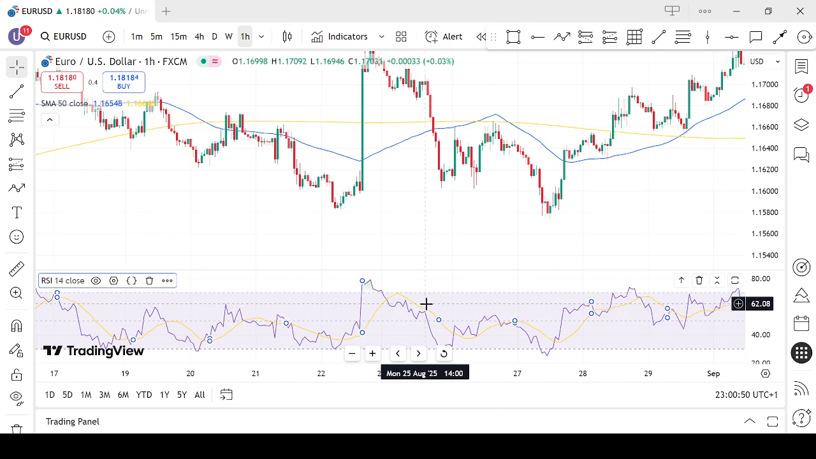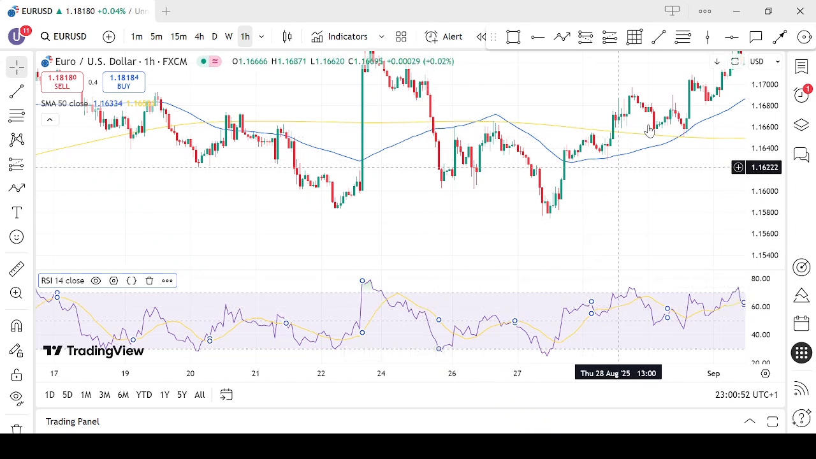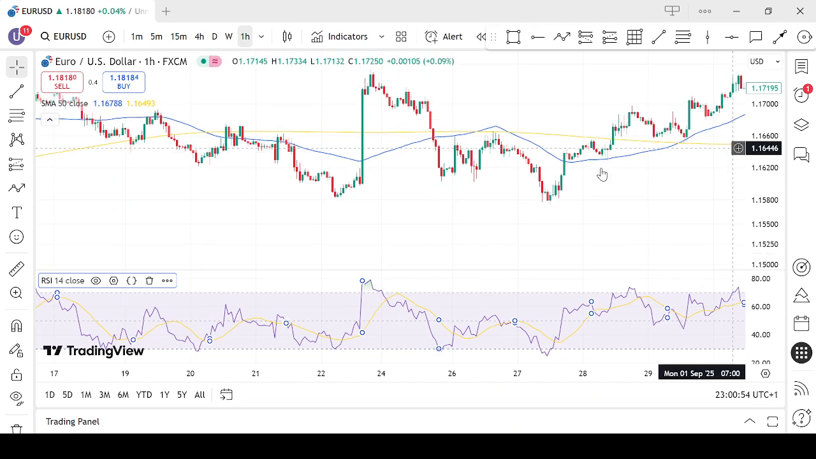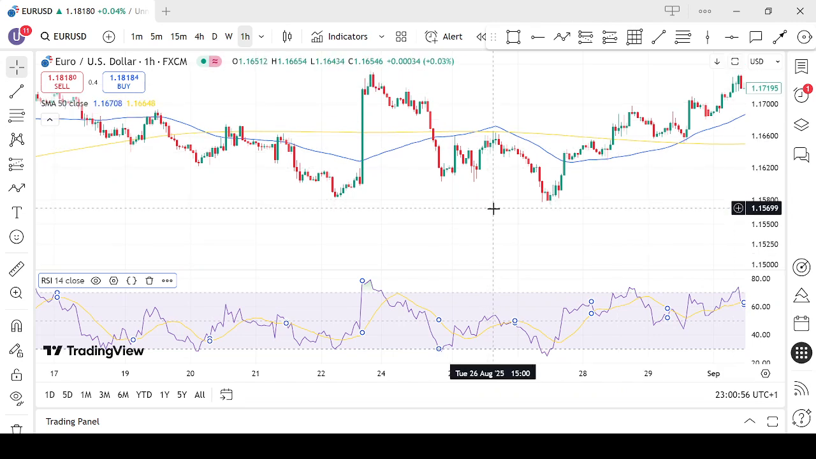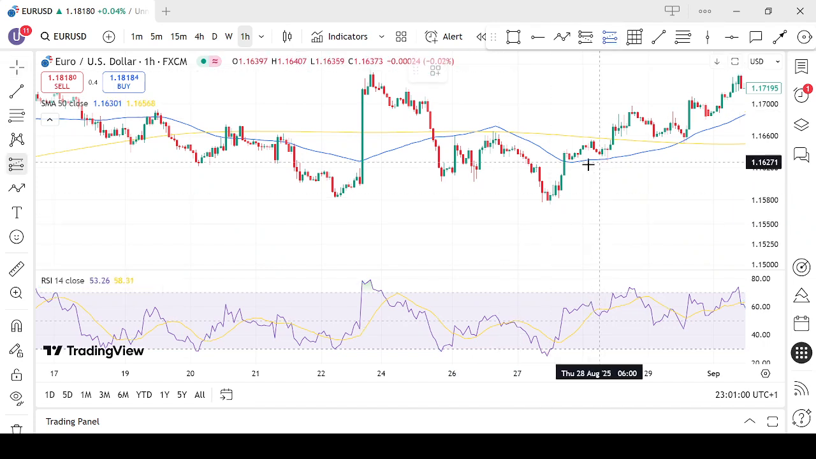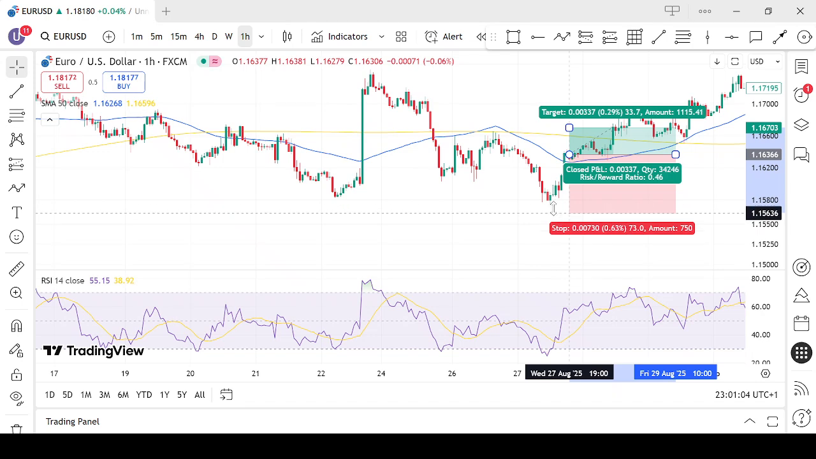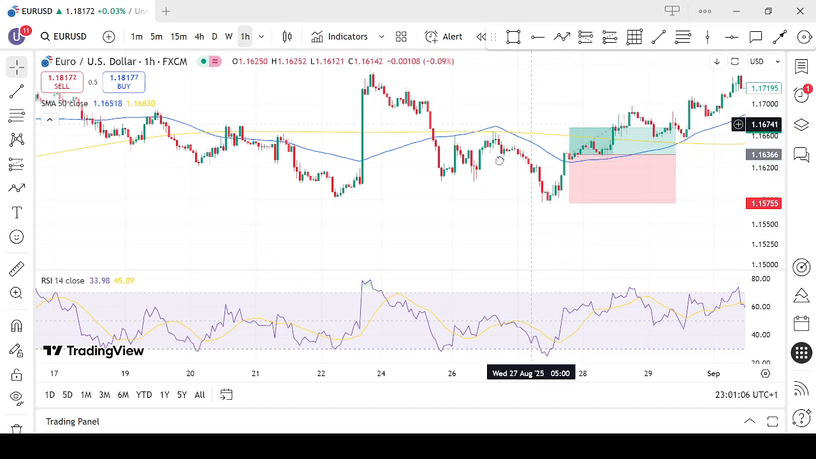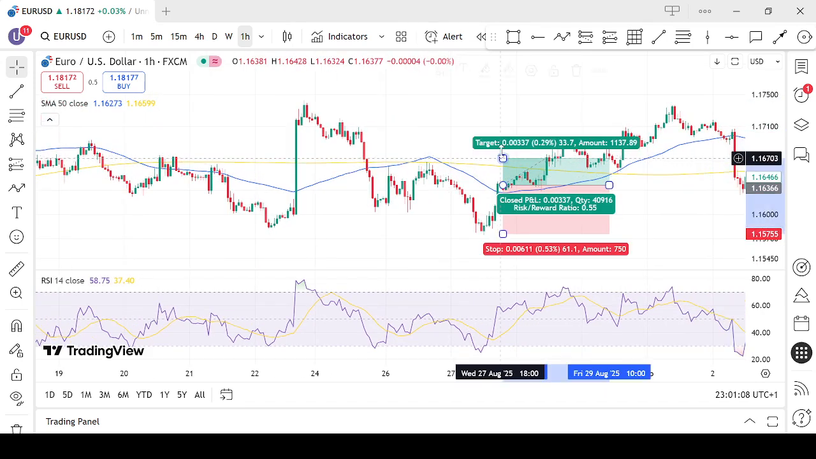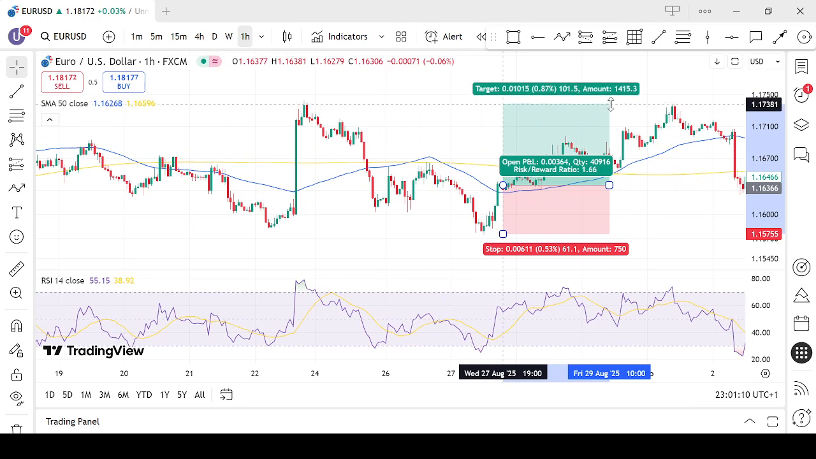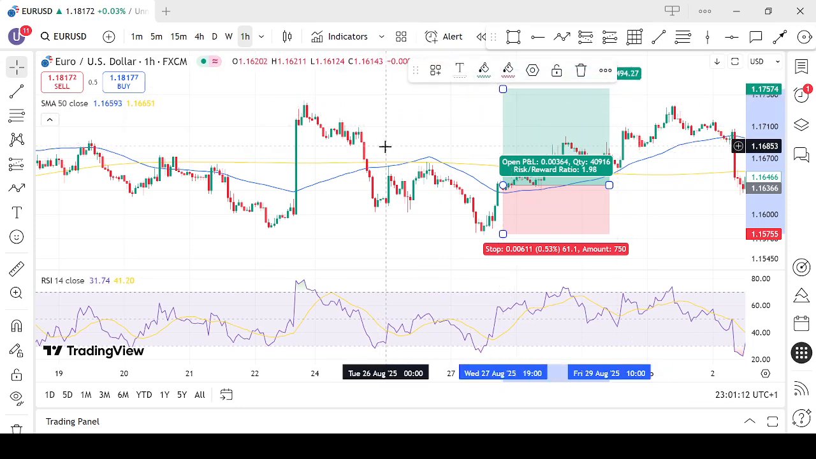Remember to place your stop loss just below or above the major swing point. For a buy trade, you place it below the most recent swing low. If you are buying at this area, you place it below the most recent swing low, and you aim for a minimum of 1:2 risk to reward.